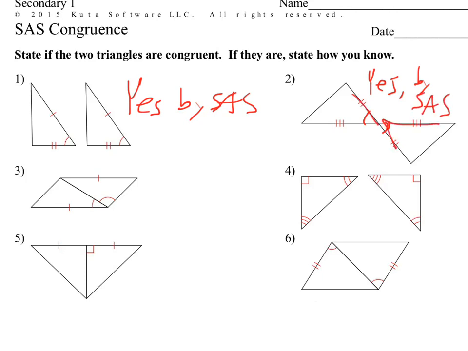Side angle side. Side angle side. Those match up. That brings us to 3. When you have a side that is shared, you can add some tick marks there, because that side is congruent to itself. That's called the reflexive property. And now if we look at the bottom triangle here, we have a side, the angle, and then the other side of that angle. So the bottom one has side angle side, but this top one has side, side, and then the angles on the end. So that one is going to be no, because they both don't have side angle side.